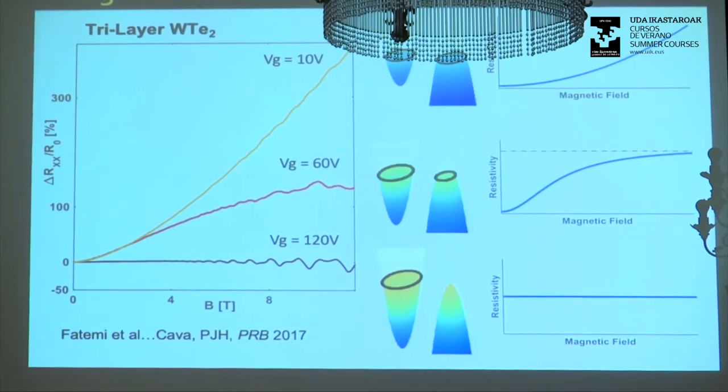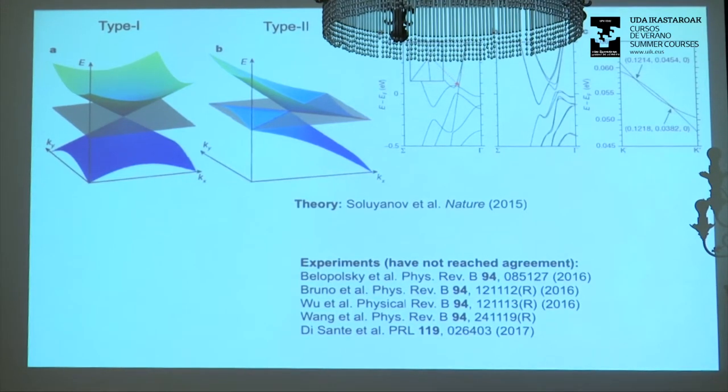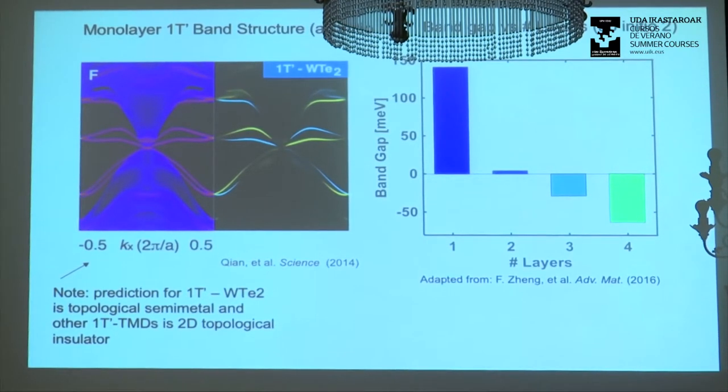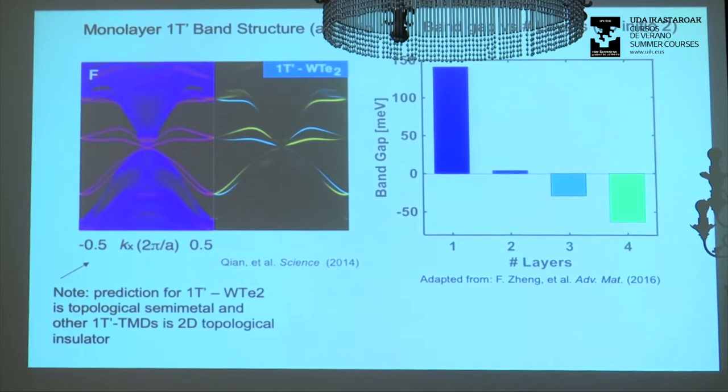Now, this material, WTe2, turned out to be much more interesting than just exhibiting magnetoresistance. The theoretical prediction is that it's a type 2 Weyl semimetal in the bulk. So there was theory and several experiments. Then my colleague Liang Fu, together with collaborators at MIT, predicted that these transition metal dichalcogenides in monolayer form in the T structure, actually the prediction was for T prime, not for Td, would be topological objects. In particular, they would be either topological semimetals or topological insulators, two-dimensional, so quantum spin Hall insulators, depending on which material.